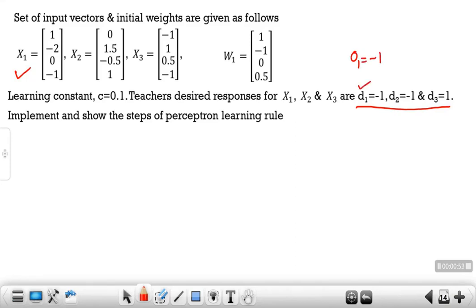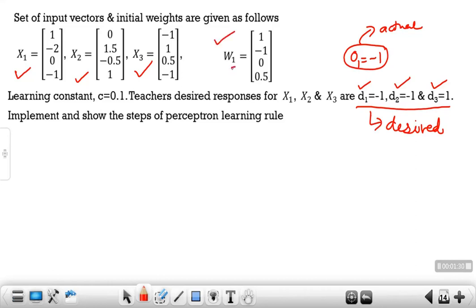That is nothing but the desired response. So the desired response D1 is given as minus 1. When input x2 is presented, it is desired that D2 is equal to minus 1, and when x3 is presented, it is desired that D3 is equal to 1. Now this O1 may not be equal to D1 because this is the actual response which you will calculate, and this is the desired response. So the desired response may not always be equal to the actual response.